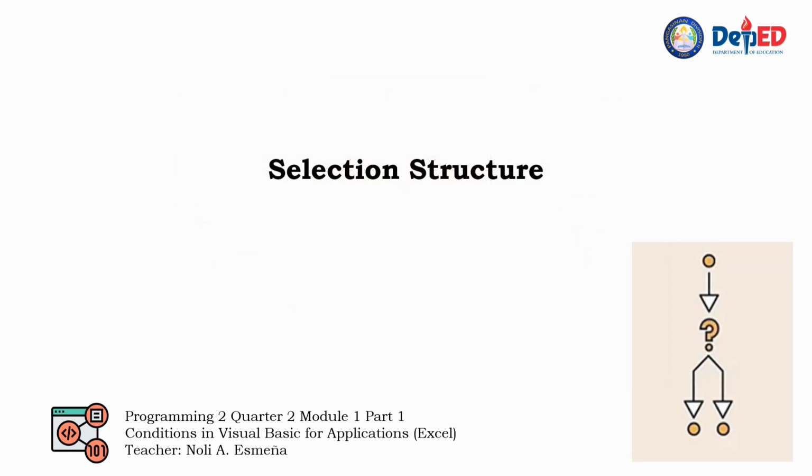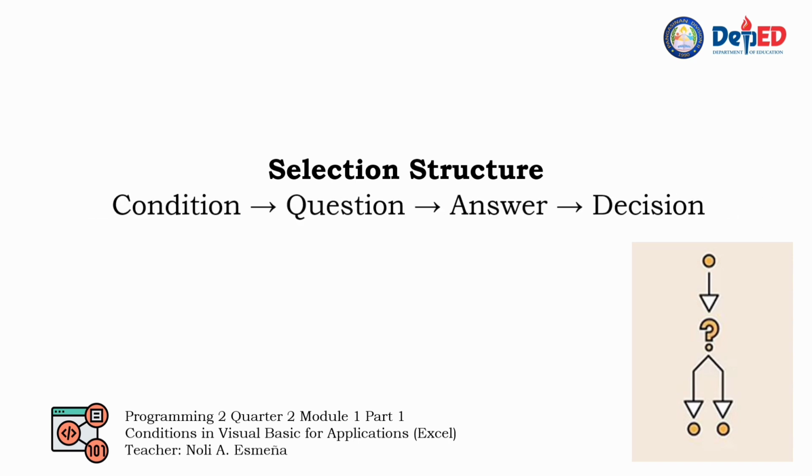The general format of using a selection structure is as follows. First, there is a condition which will be created by a programmer. Then, instead of running a program right away, the computer would first ask a question. After getting an answer, it will make a decision on what steps to do next.